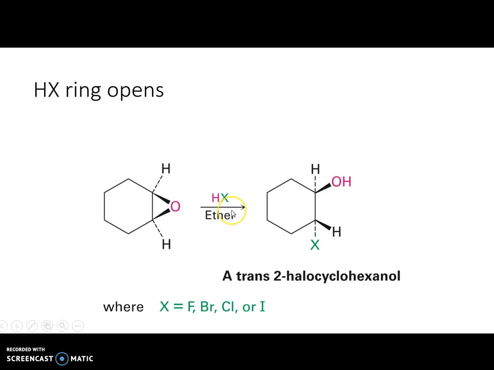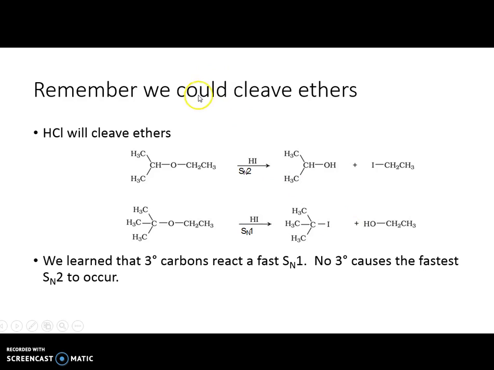If I treat it with a hydrohalic acid, so this would be hydrochloric acid, hydroiodic acid, hydrofluoric acid, the acid is going to protonate this oxygen. And then the nucleophile is going to attack from the opposite side, from underneath. So we get a trans halohydrin. It's basically the reverse of a halohydrin being treated with sodium hydroxide. But there are some conditions on this. That was a symmetrical epoxide. What happens when it's asymmetrical?